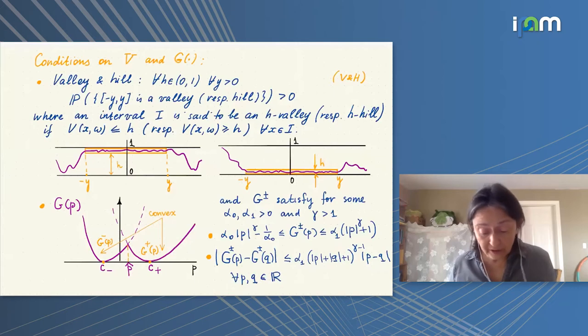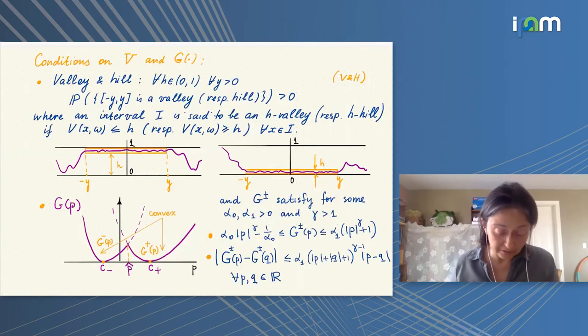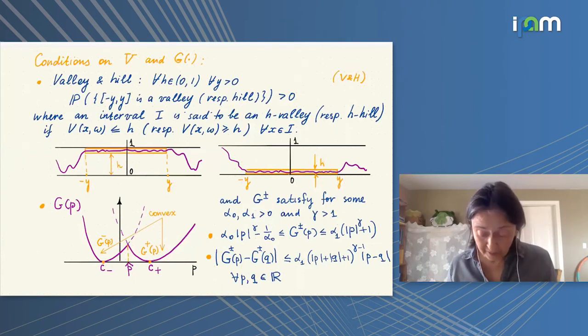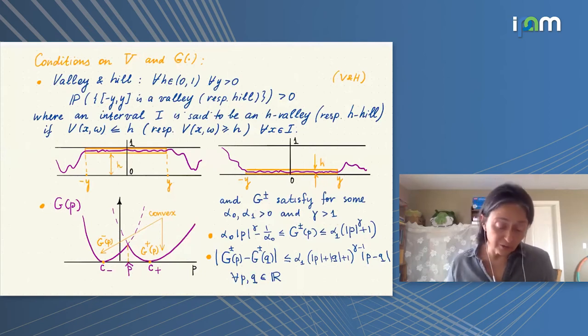See, we don't care. This probability may be very tiny. It may go to zero extremely fast as you increase Y. It doesn't really matter. All we need is just that positivity. So that is a valley condition. The hill condition is symmetric, defined in a similar way. So what this condition does is the following. This condition allows us to pin down the flat pieces in our effective Hamiltonian.